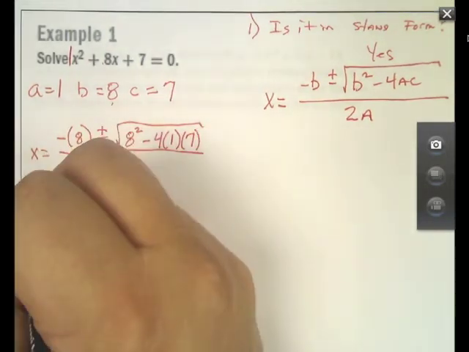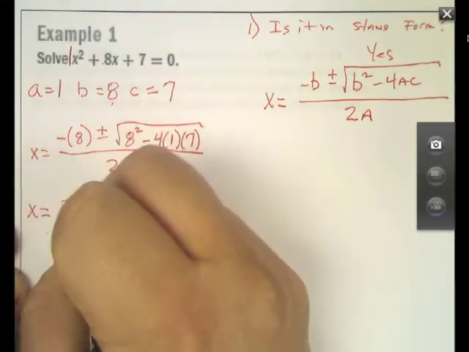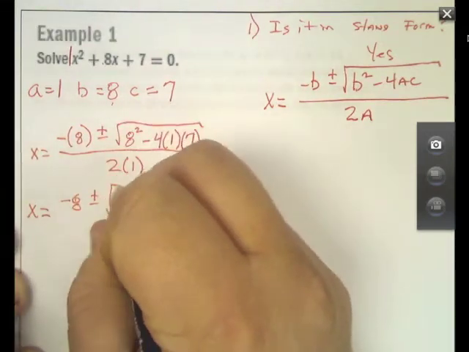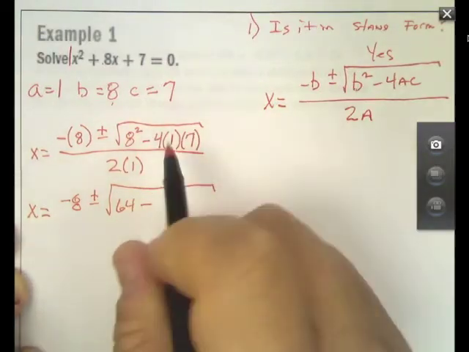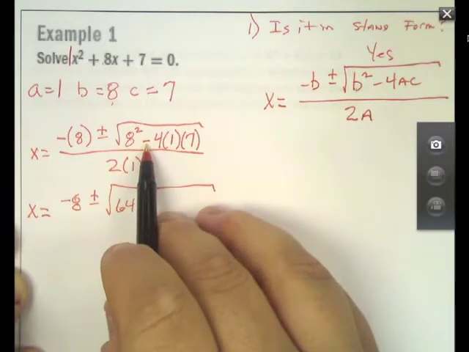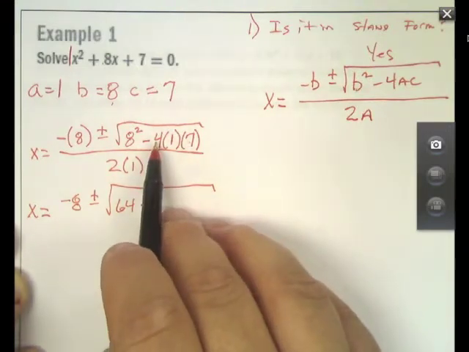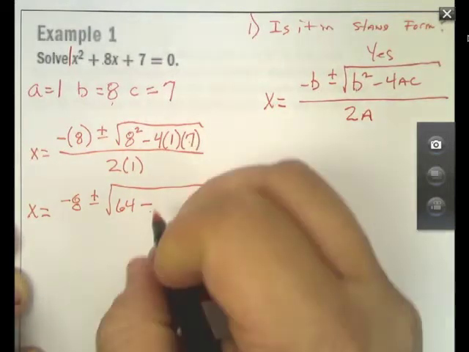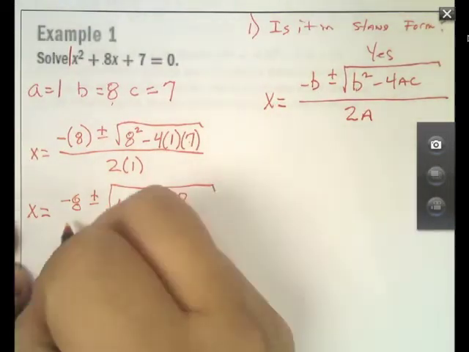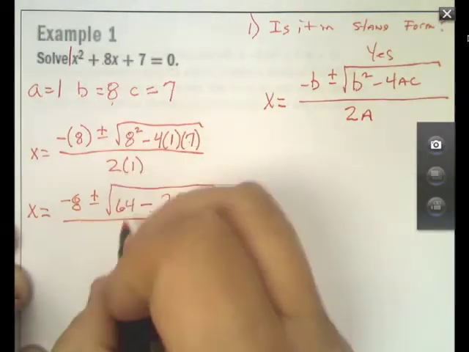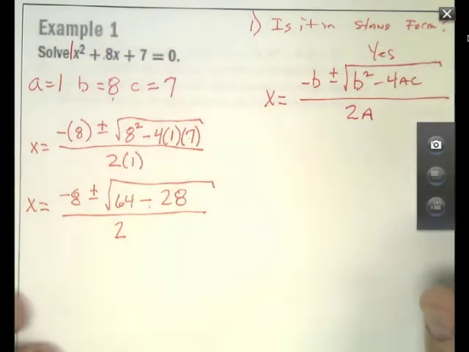I've got to do what's under my radical first. So x equals a negative times 8 is negative 8, plus or minus the square root of 8 squared, which is 64, minus, because a negative times a positive is a negative, 4 times 1 times 7, which is 28, divided by 2 times 1, which is 2.